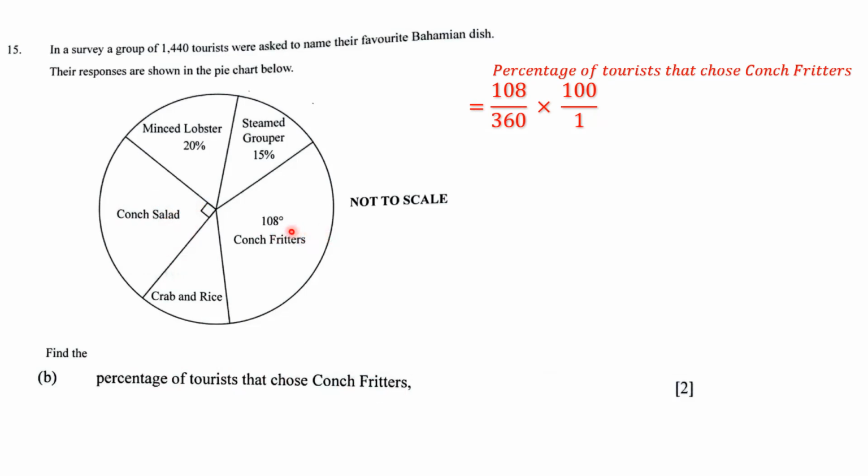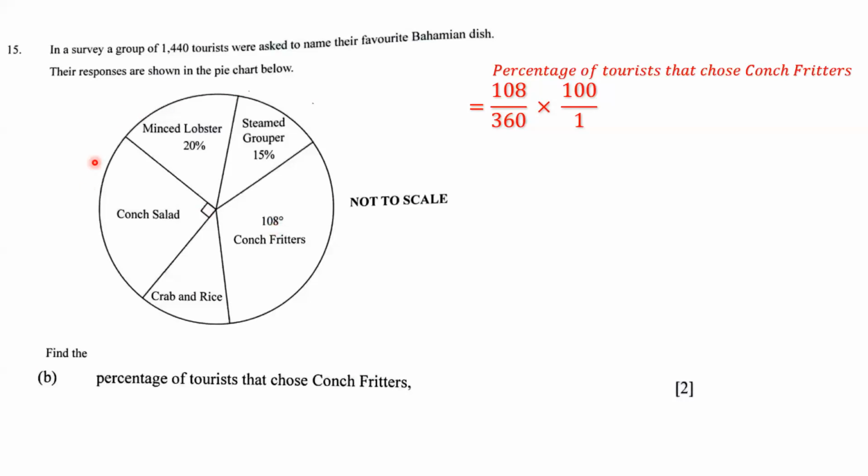So if we want to find the percentage of tourists that choose conch fritters, we have to go to this one. This is 108 degrees, right? So we know that 108 degrees is for conch fritters. To find the percentage of tourists for conch fritters, we're going to take 108 degrees divided by 360. Why 360?